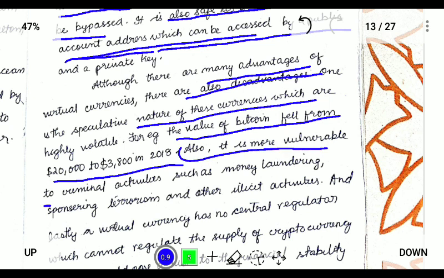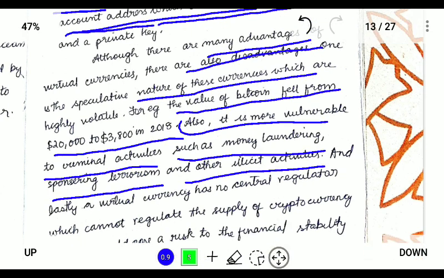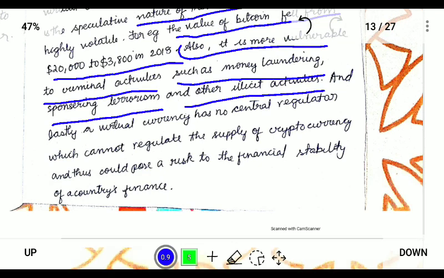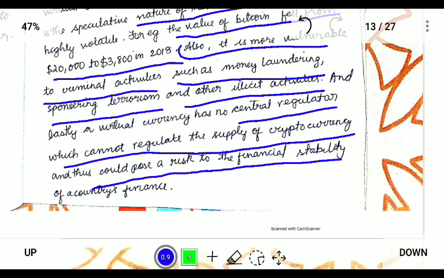It is also more vulnerable to criminal activities because people use it to launder money, sponsor terrorism like ISIS, and illegal activities. And also, virtual currency has no central regulator which can regulate the supply of cryptocurrency, as it poses a great risk to the financial stability of a country's finance. So, although there are many advantages, similar disadvantages are also found here.